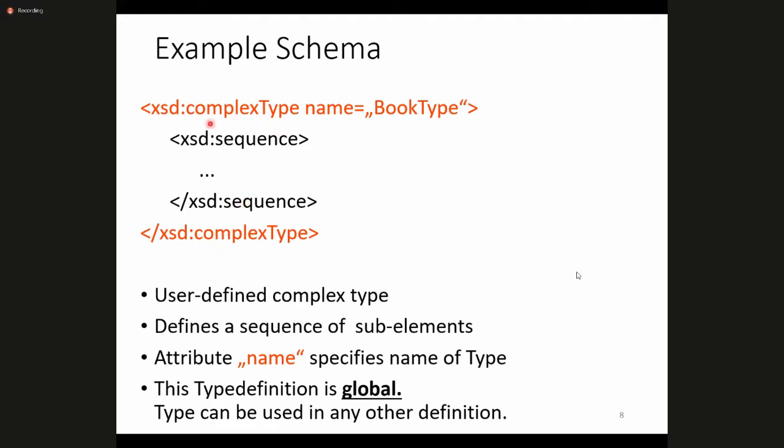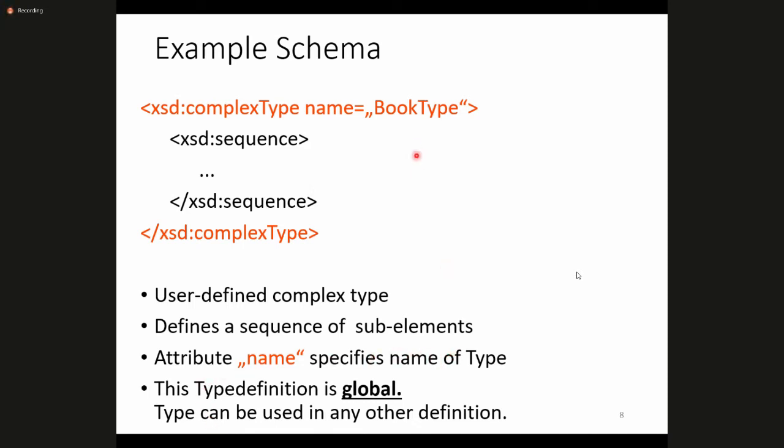Right. So this is a user defined complex type, right? There are two types of data types when it comes to XML schemas. First one is simple type and the second one is complex type. Simple type doesn't have any child elements or child attributes or anything. It's the last one. But complex types always have children like this. Now this book type, the complex type called book type, has a sequence. So a user-defined complex type defines a sequence of sub-elements.